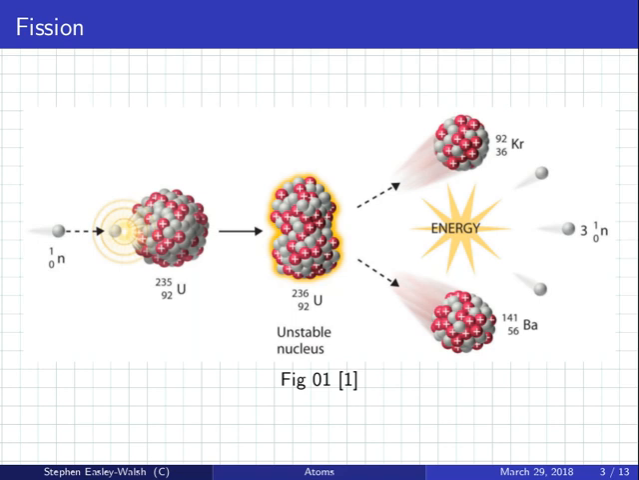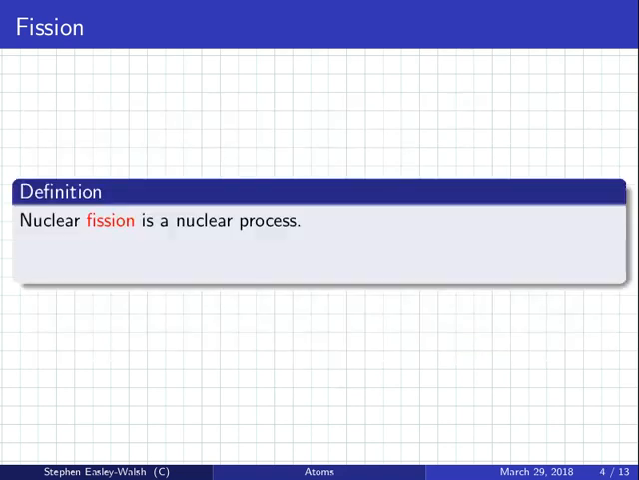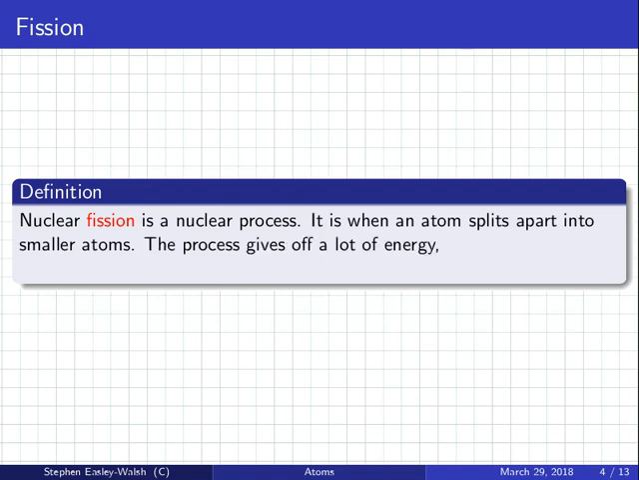Yeah, continue. So, the definition: what is nuclear fission? Nuclear fission is a nuclear process. It's when an atom splits apart into smaller atoms. Now, you don't need the next part, but it's an important point: the process gives off a lot of energy. And you actually use this energy in nuclear weapons and nuclear reactors. For more information, please ask North Korea.